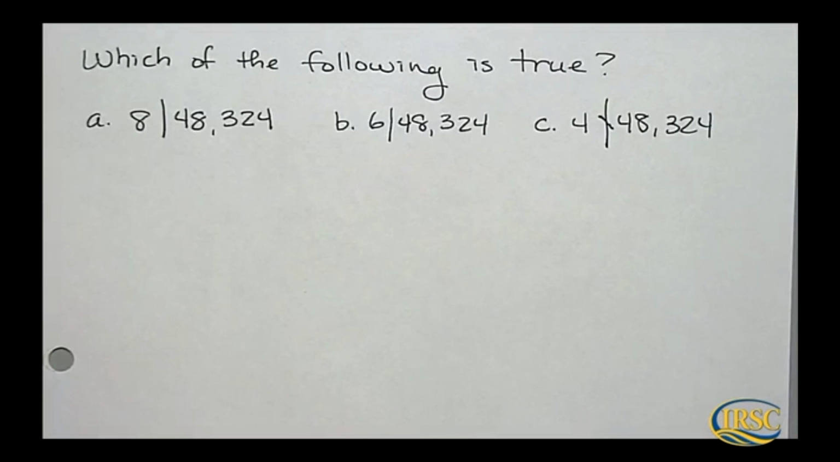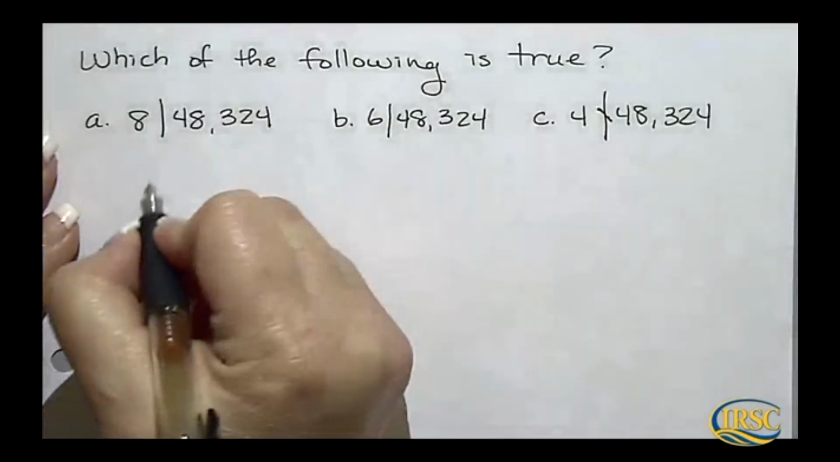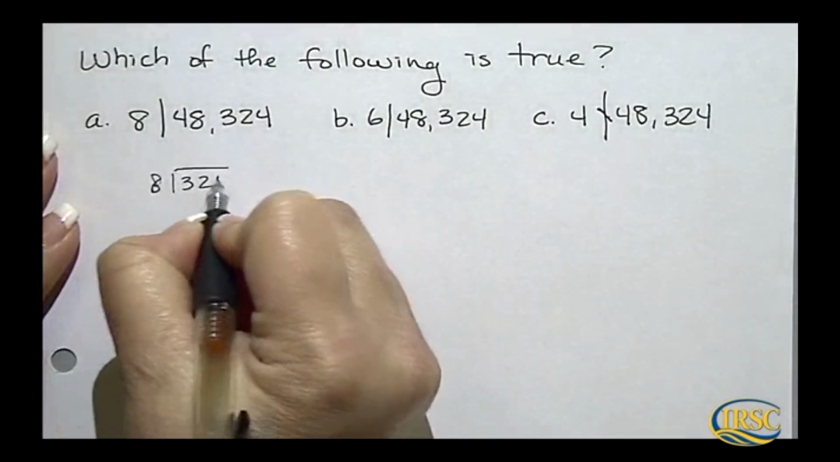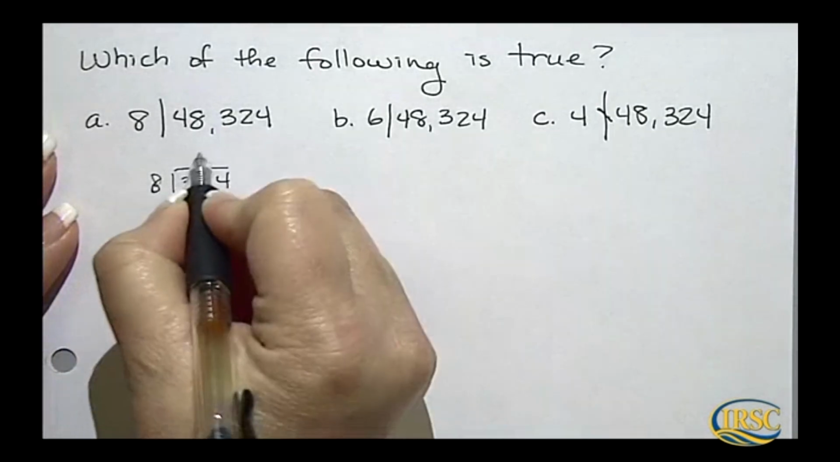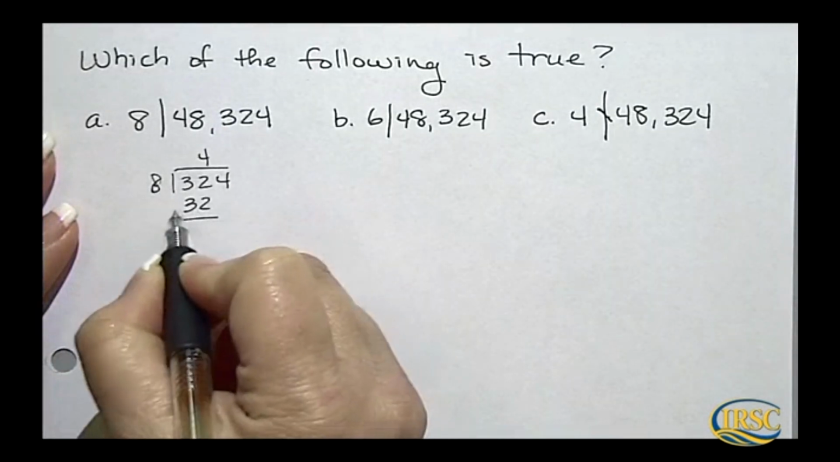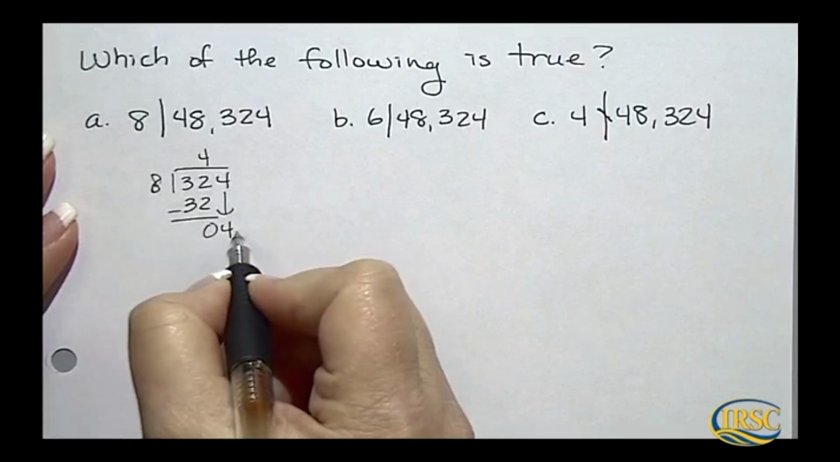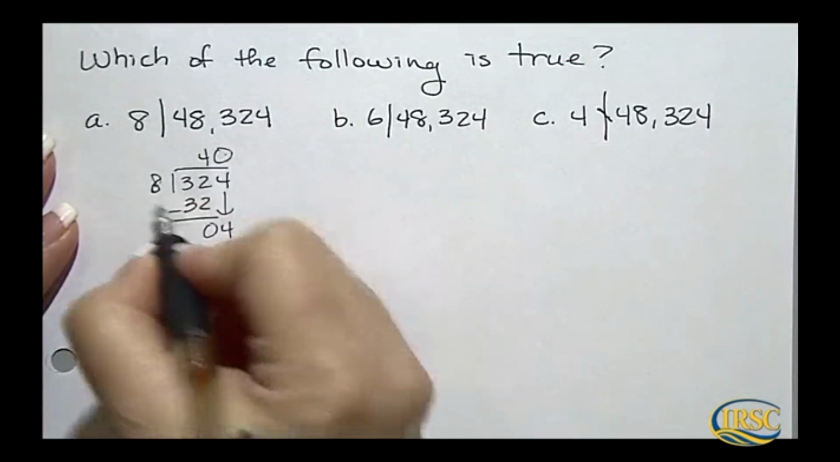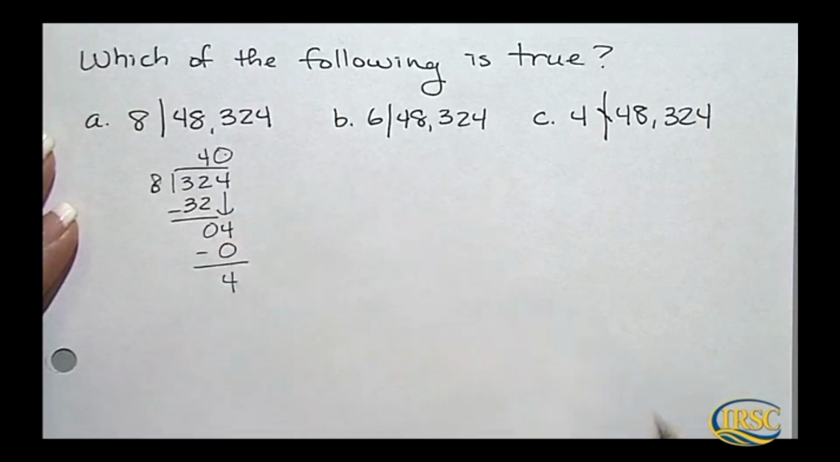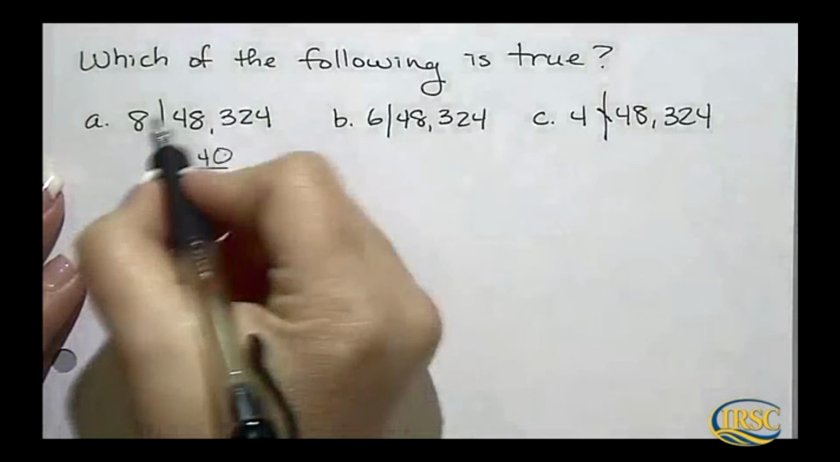So the 8, we do the 3 plus 2 plus 4. No, the 8, you have to do long division into the last 3 digits. So for the 8, do long division into the last 3 digits. So 8 into 324. Well, 8 goes into 32 4 times, with a remainder of 0. Bring down the 4. Does 8 go into 4? No, so we put a 0, and then we have a remainder of 4. So is this a true or false statement? False. So this one is not true.